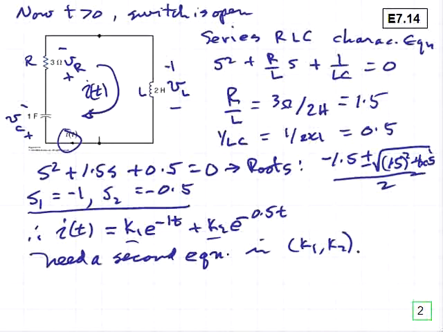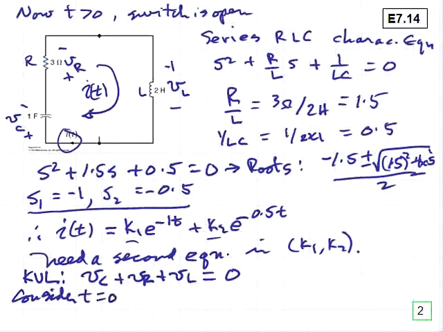We'll consider a KVL expression around the loop. We have V sub C plus V sub R plus V sub L sums to 0. And we'll consider t equals 0 plus, just after the switch is opened. VC at 0 plus is equal to VC at 0 minus by the continuity relation for a capacitor, and this is equal to 0.